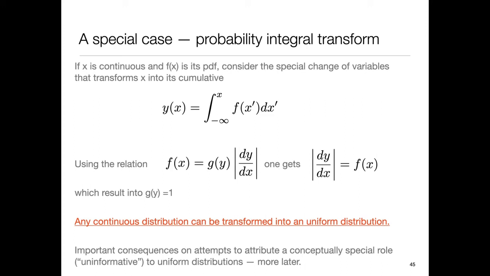objective or non-informative. But this probability integral transform that I just showed you here shows you that the uniform distribution has no special role whatsoever, because it just depends on the metric you choose. So you can always find a random variable associated with your problem that will give you a uniform distribution if you want.